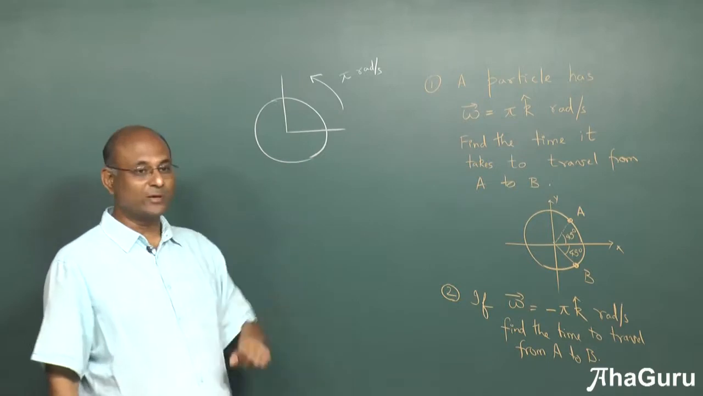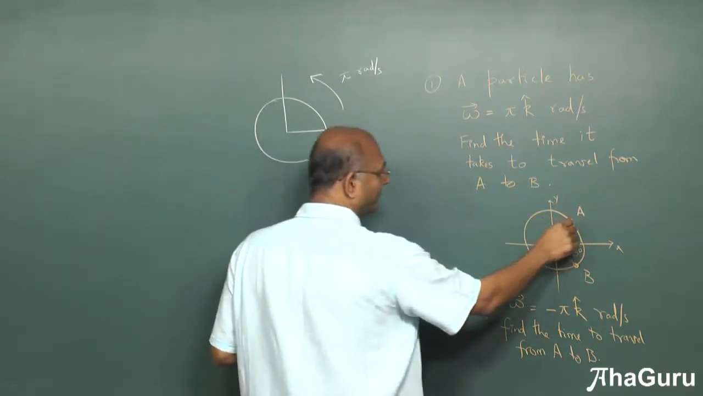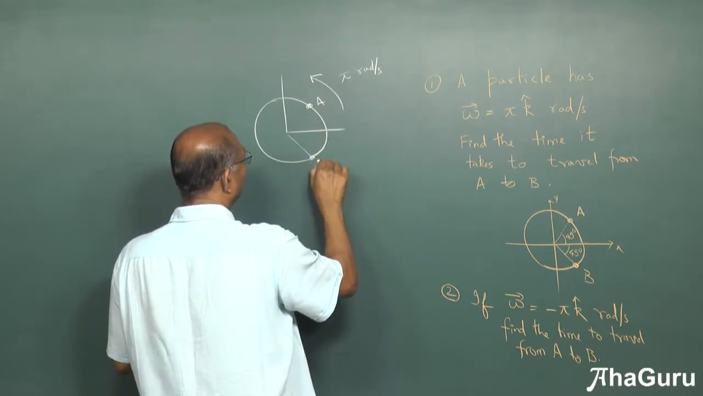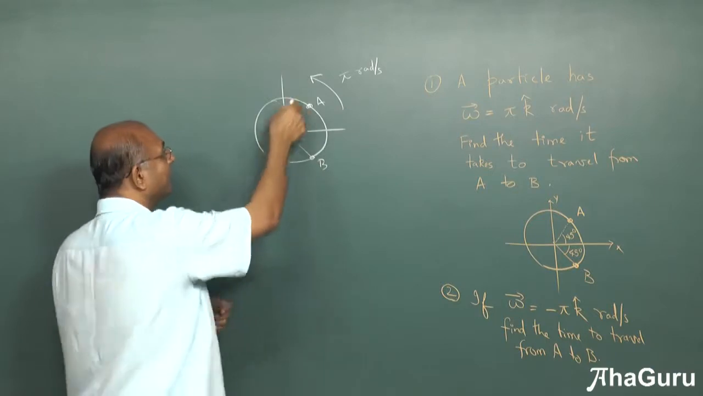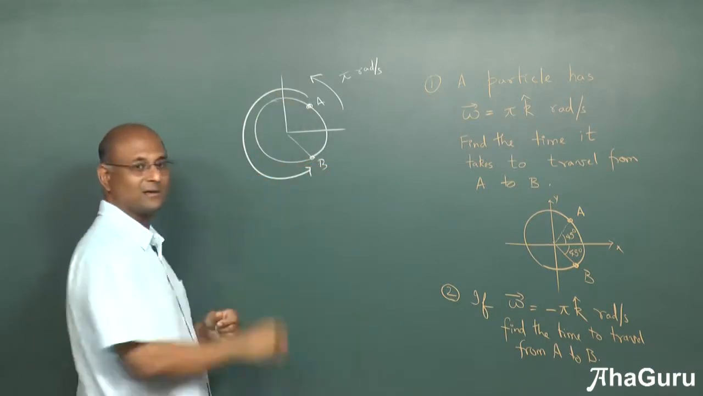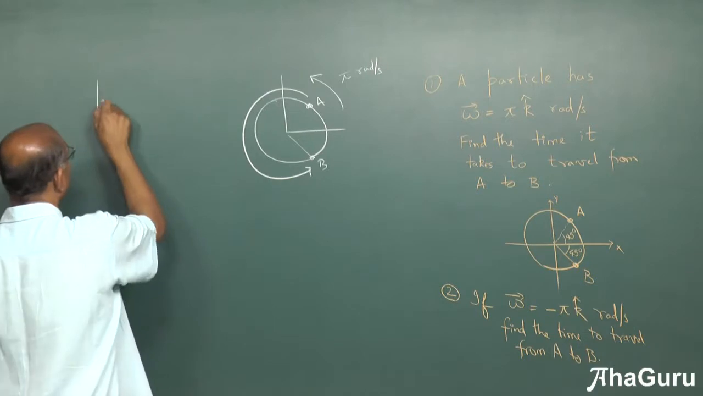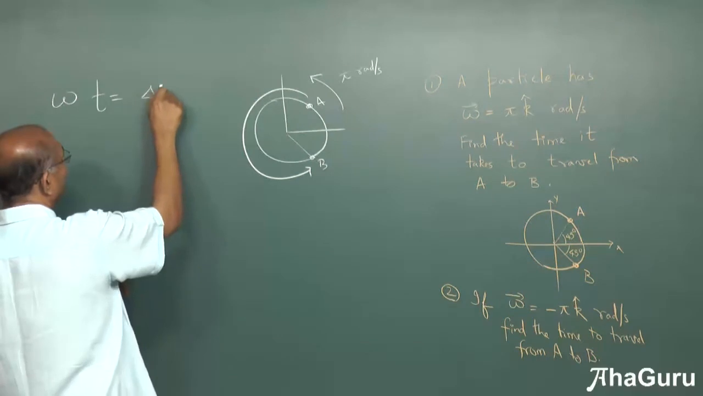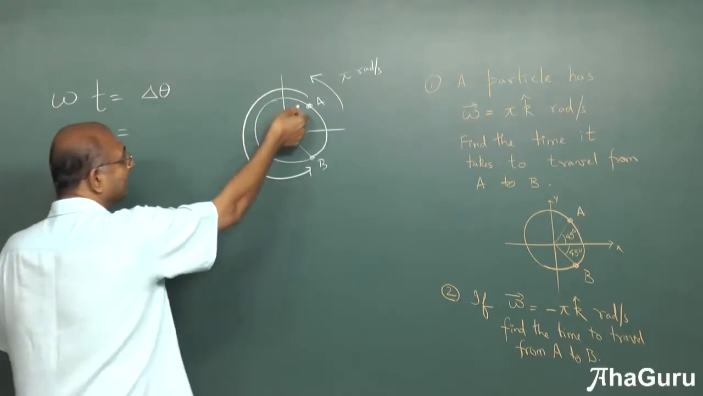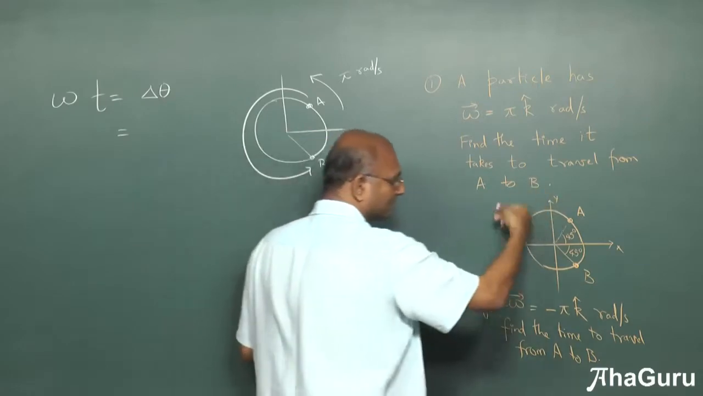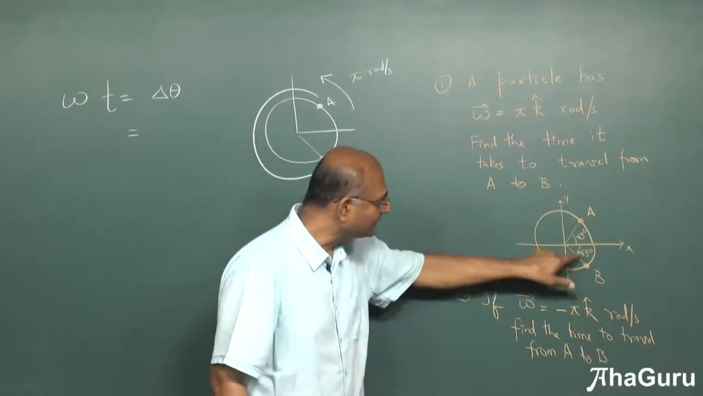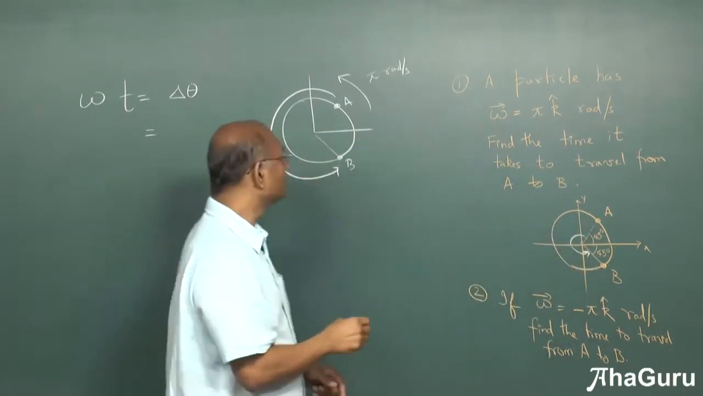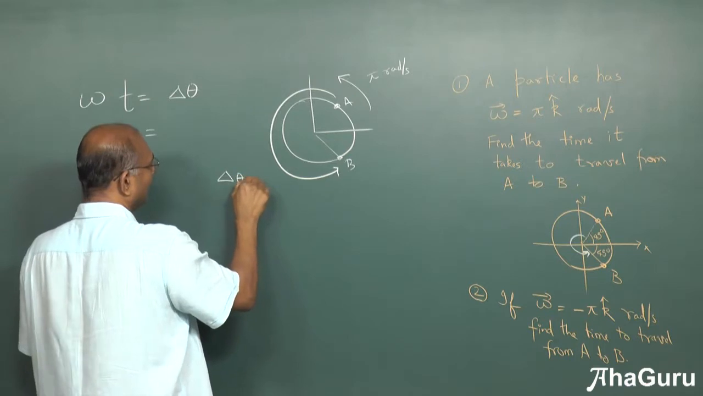So if this is what it is doing, I want to know the time it takes to go from A to B. Now A is here and B was there. But if it is going in this direction to go from A to B, it is going to go like this. How much time will it take? The time it will take into omega must be equal to delta theta, right? Angular displacement. But what is the angular displacement from A to B? Let's think about that. 45 degrees, that is 90 degrees. So this angle, this is delta theta. So delta theta is how much?